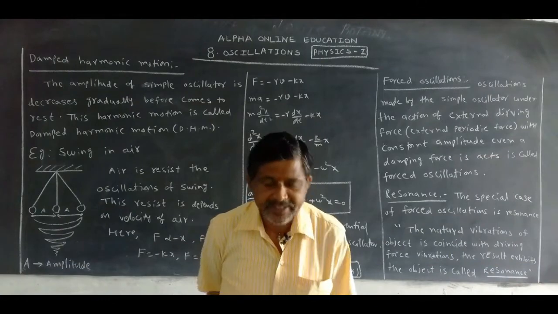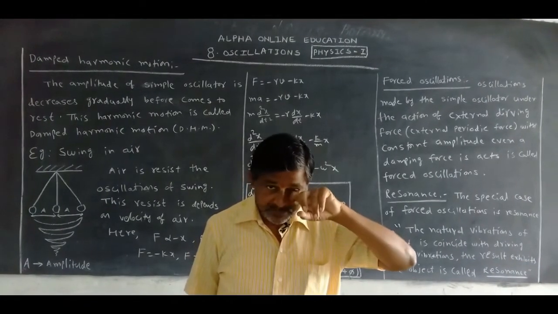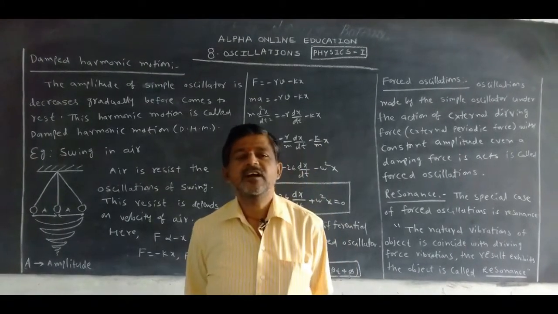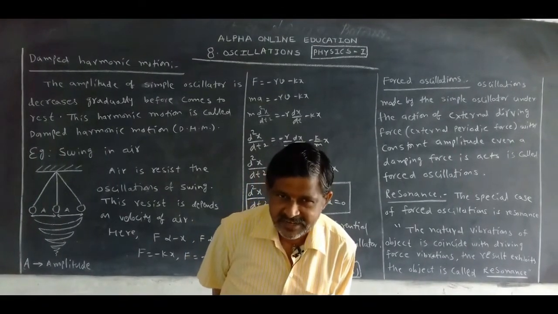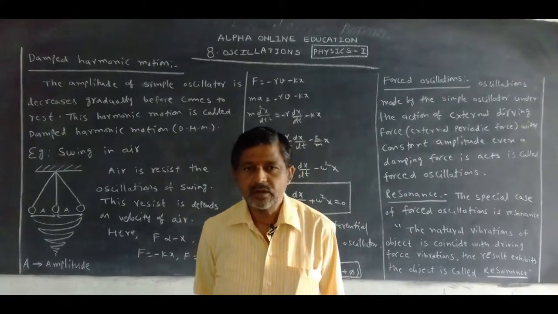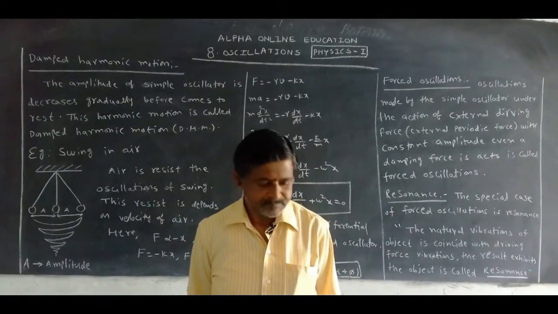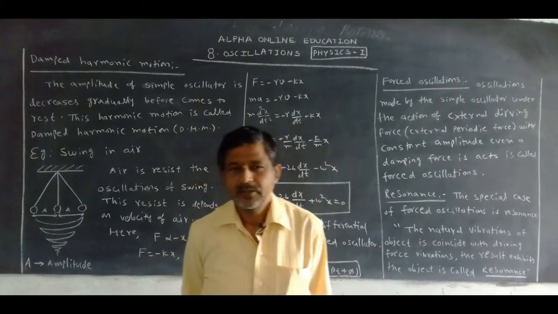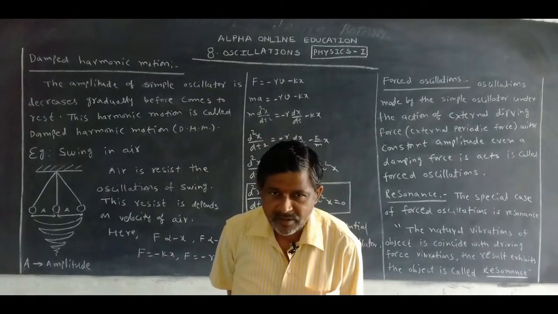Harmonic motion. In periodic motion, the displacement of the particle is expressed by harmonic functions, either sine or cosine. So the periodic motion is called harmonic motion. How many types of harmonic motion are there? Two types. One is simple harmonic motion.